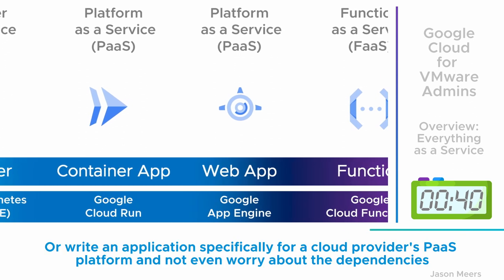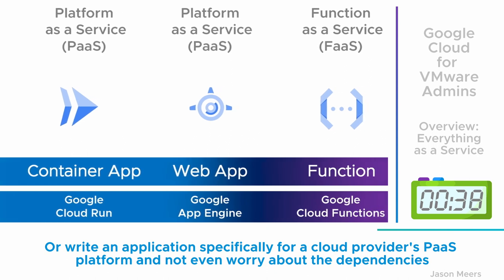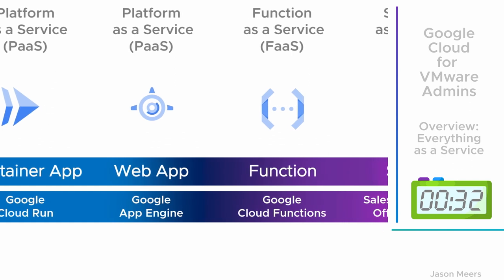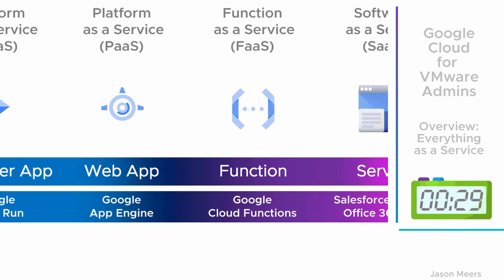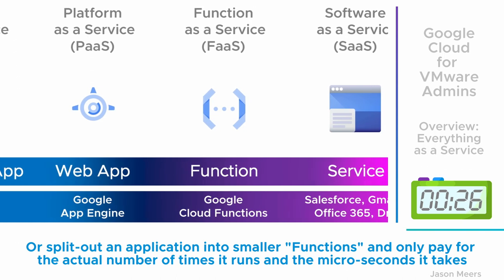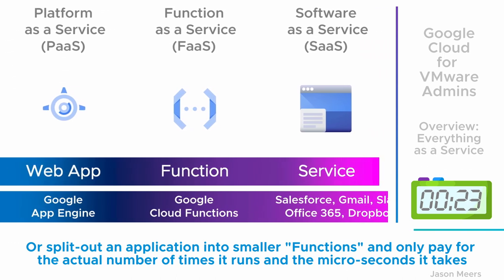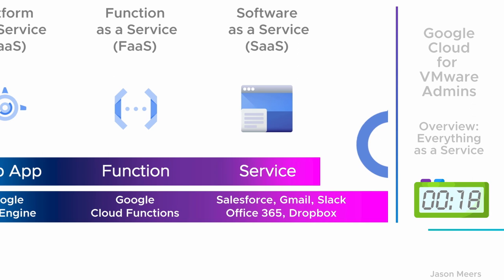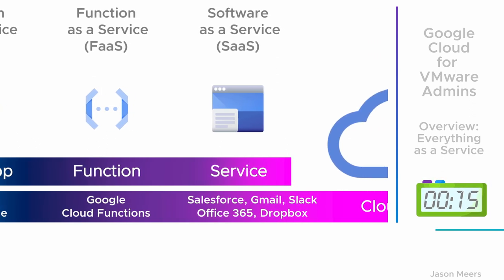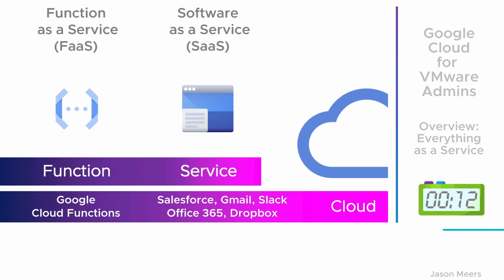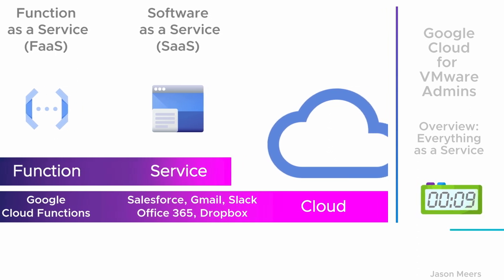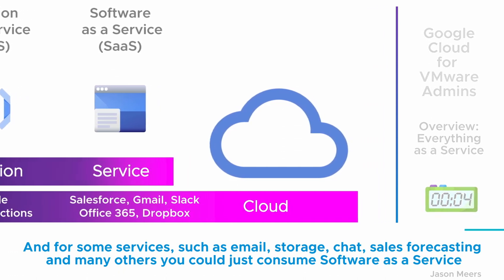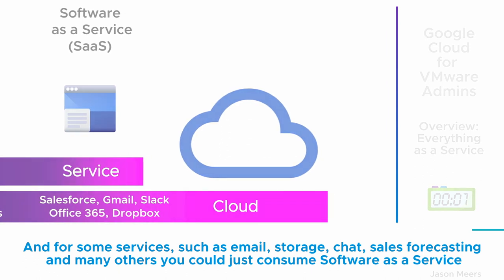Or write an application specifically for a cloud provider's PaaS platform and not even worry about the dependencies. Or split out an application into smaller functions and only pay for the actual number of times it runs and the microseconds it takes. And for some services, such as email, storage, chat, sales forecasting, and many others, you could just consume software as a service.